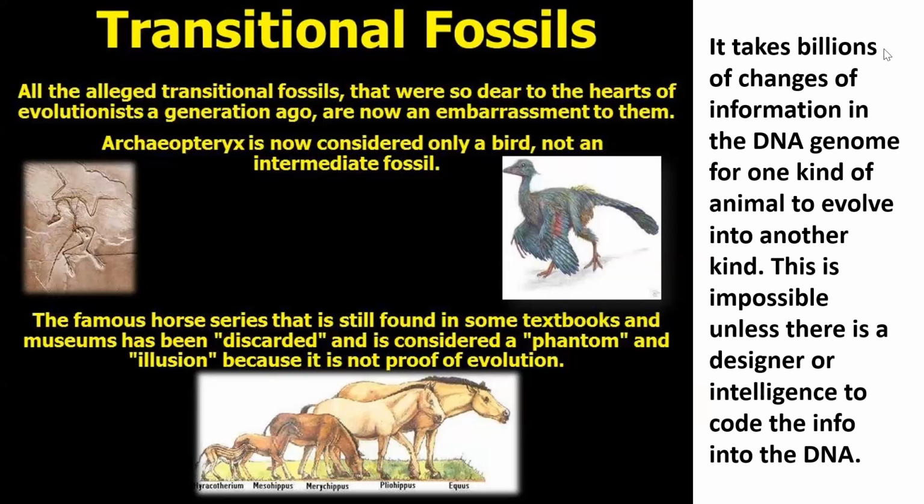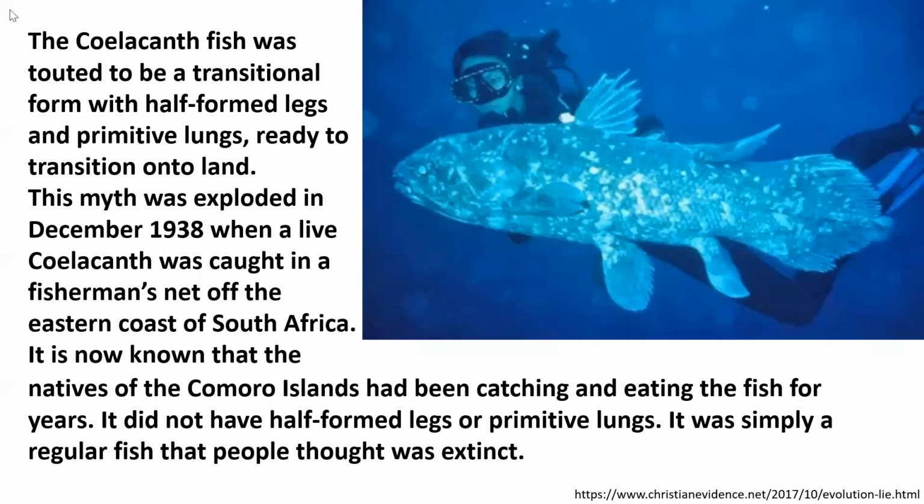The point: it takes billions of changes of information in the DNA genome for one kind of animal to evolve into another kind. This is impossible unless there is a designer, somebody intelligent, to code that information into the DNA. Remember just now we said for the DNA to operate, there must be the information with the language for it to work. And the language is actually a sign of intelligence. Okay, so we have something interesting here.